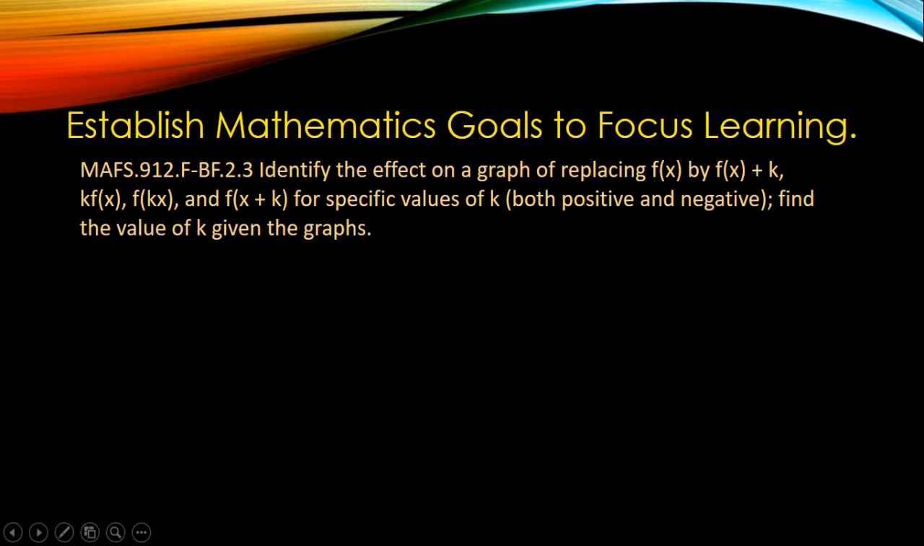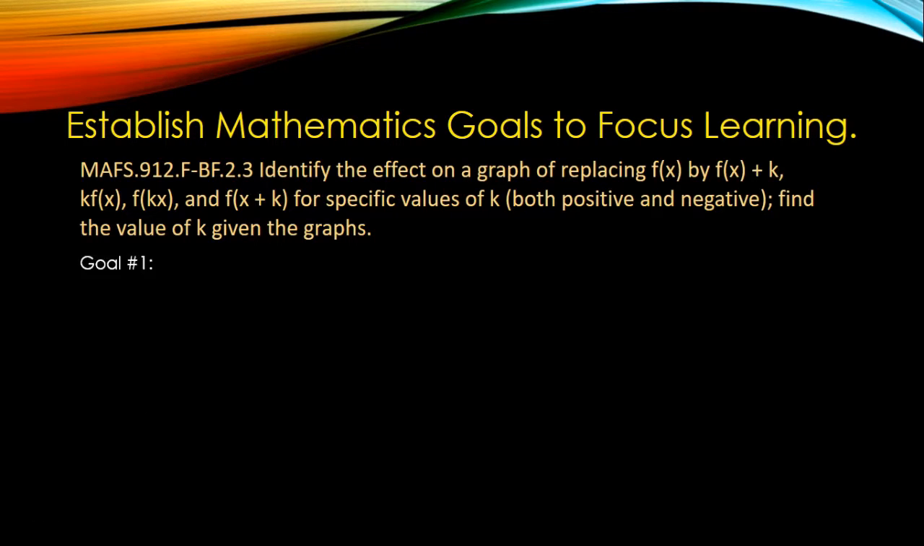The 2 goals we're going to look at align to the algebra standard F-BF 2.3. This standard says that students will identify the effect on a graph of replacing f(x) by f(x) + k, k f(x), f(kx), and f(x + k) for specific values of k, both positive and negative, and find the value of k given the graphs.